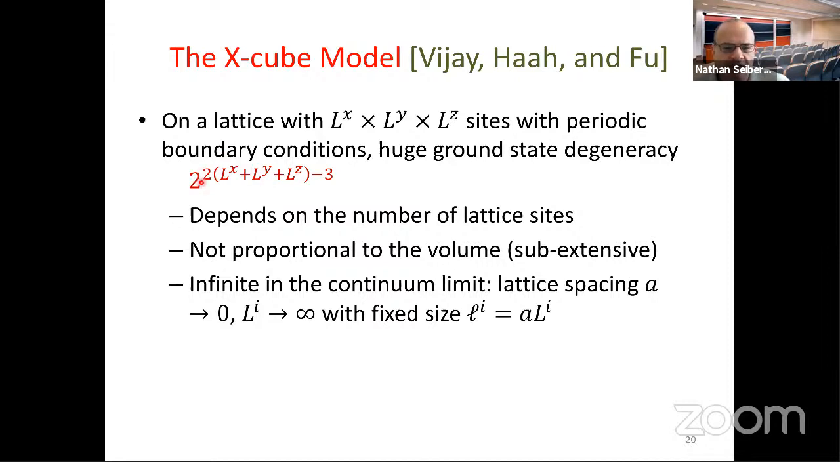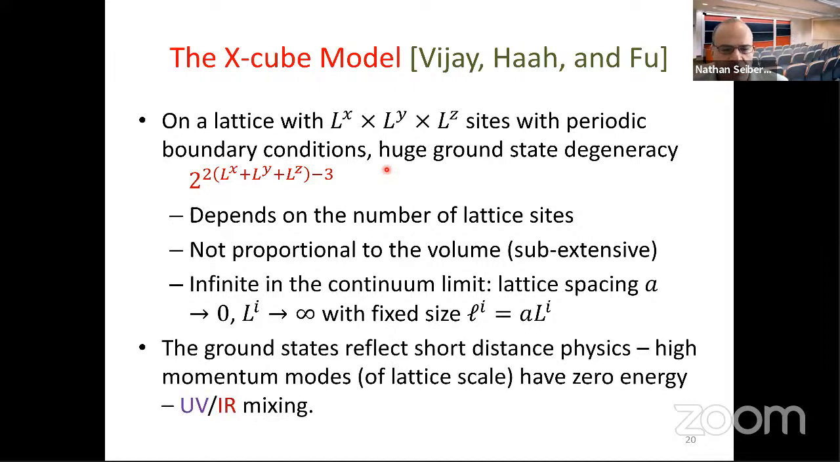In that case, in that limit, the number of ground states is actually infinite. And the ground states reflect short distance physics. This is actually obvious from what we said here. The very fact that the number of ground states depends on how many sites we have means that when we add another layer to make Lx bigger, the number of ground states grows. This means that the properties of the ground states depend on short distance physics. It depends on how many atoms or how many sites are on the lattice. This is the celebrated UV-IR mixing that I mentioned earlier.